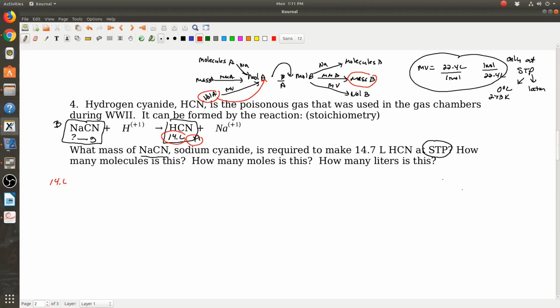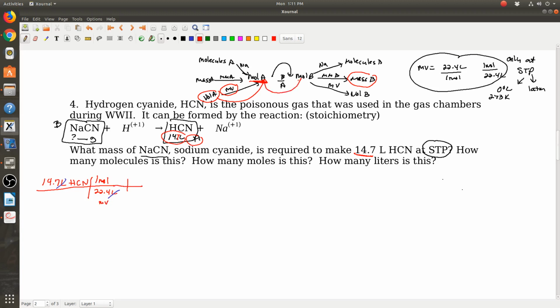14.7. I didn't write that down. Let me erase that. Wow, that's a highlighter. Okay, there we go. 14.7 liters of hydrogen cyanide. The first thing I need to use is the molar volume. I'm going to turn it into moles. I'm headed towards moles, so I know I want moles on top, and the liters need to cancel. Liters and liters. So that's the first step: I use the molar volume.